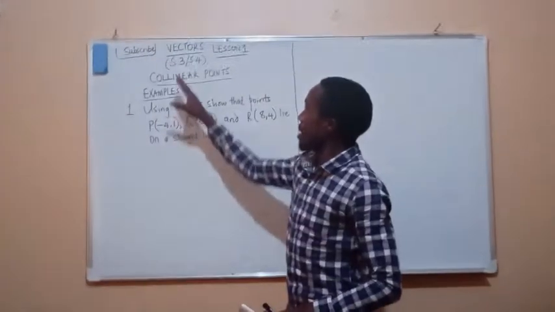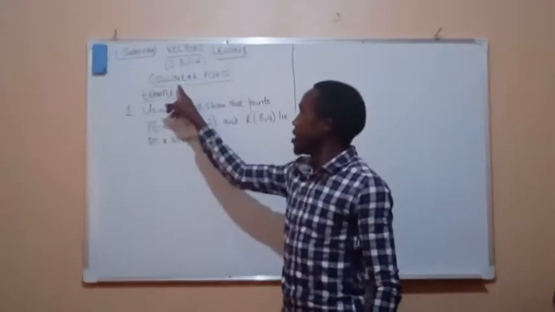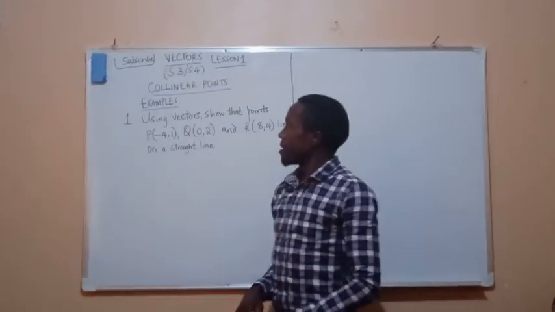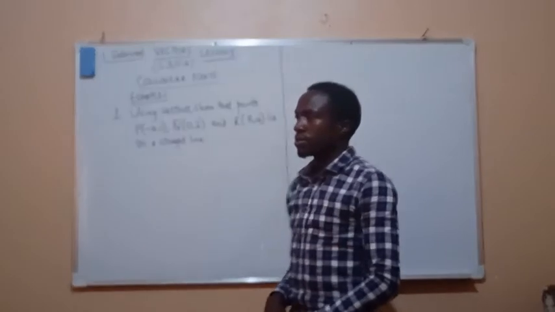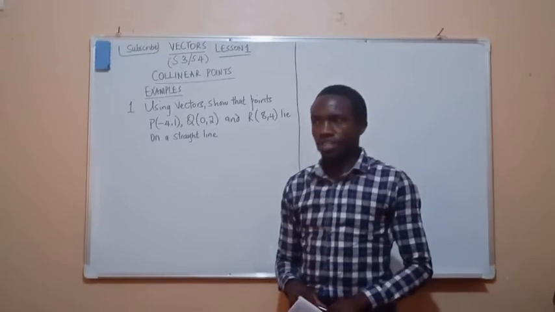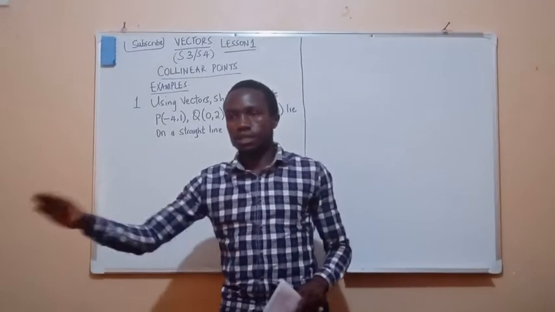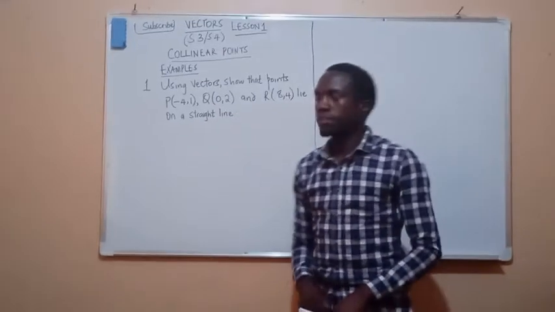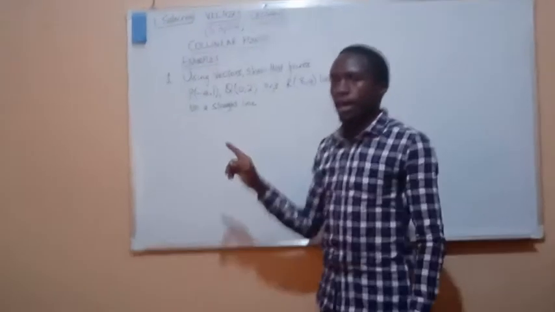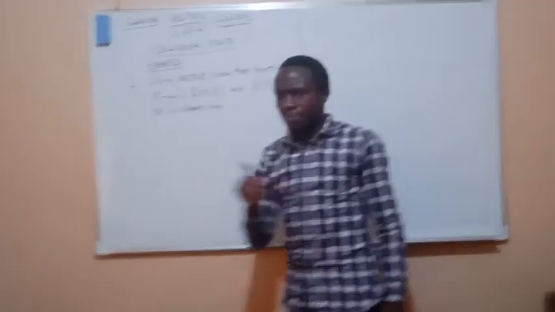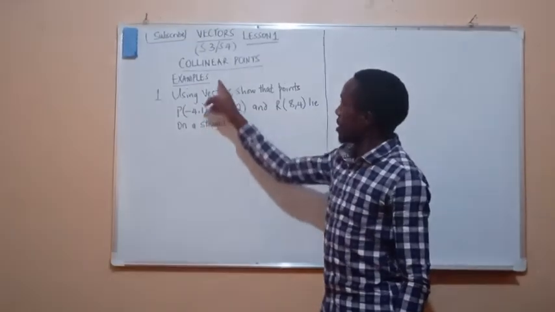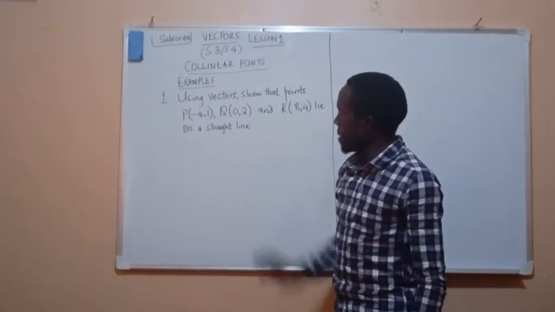So members, we are beginning with vectors, and the main point we are going to be looking at is collinear points. Collinear points are those points that lie in a straight line. It means that you're given a certain set of points, usually 3 points, and they always tell you to prove that these points are collinear. One may come out and say, but Mr. Teacher, you say collinear points, but I don't see the word collinear in your question.